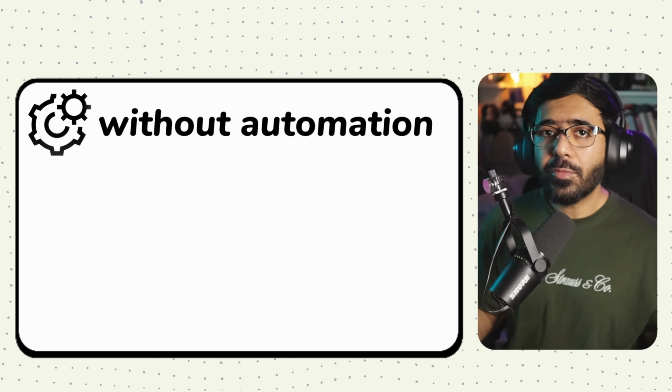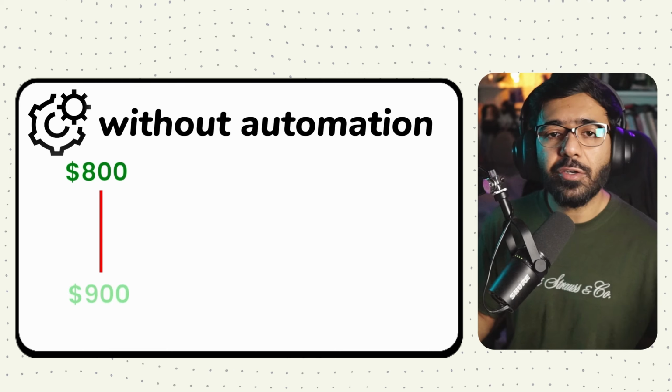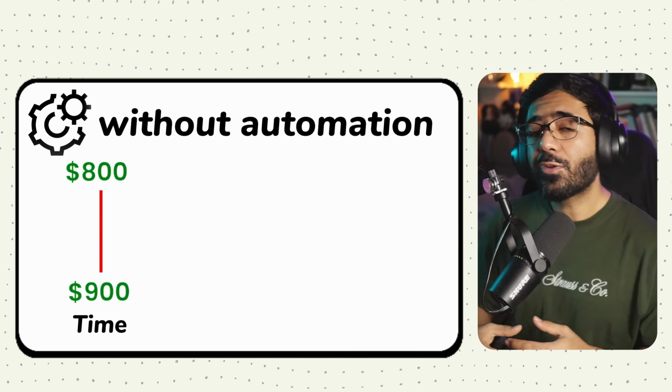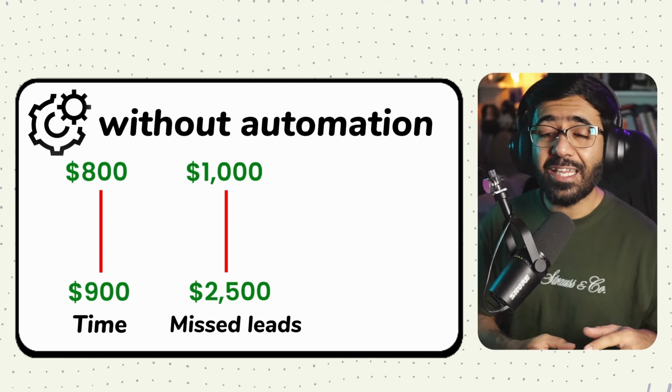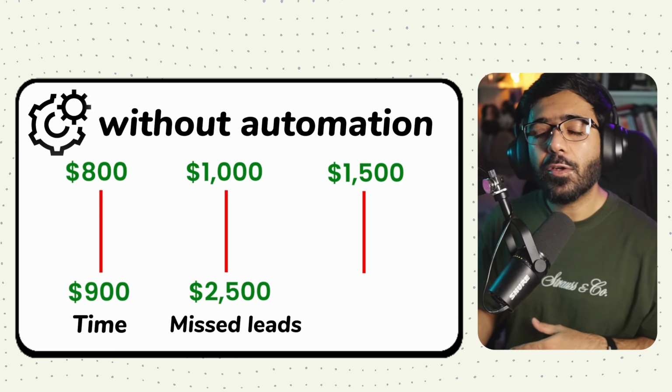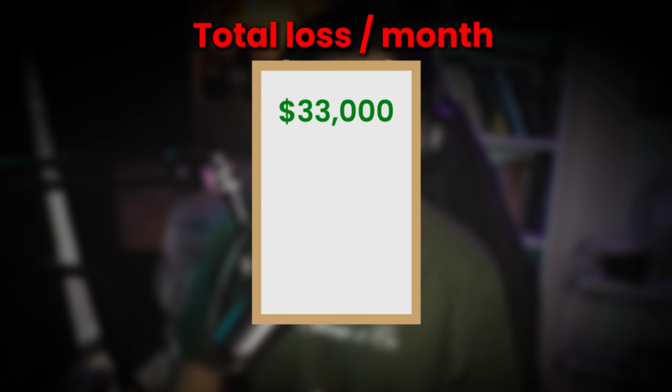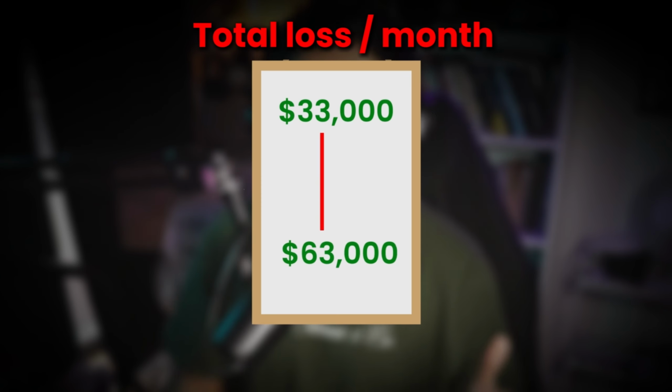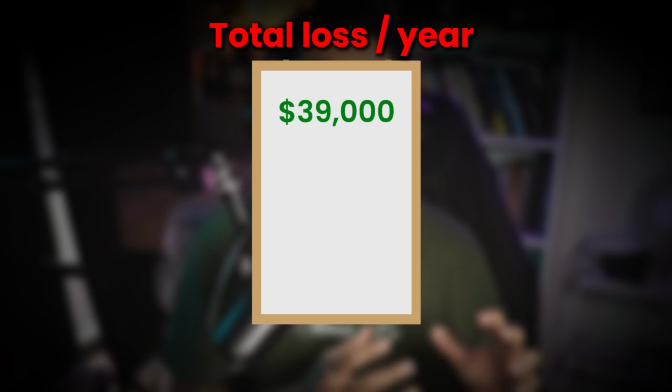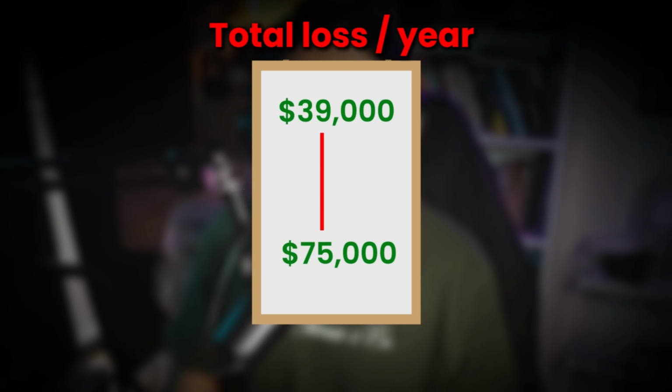So in general, without automation, you're losing about $800 to $900 per month in time, about $1,000 to $2,500 per month in missed leads, and about $1,500 to $3,000 in poor conversions. If you talk about the total loss, that is about $3,300 to $6,300 per month. And that could result in about $39,000 to $75,000 per year.